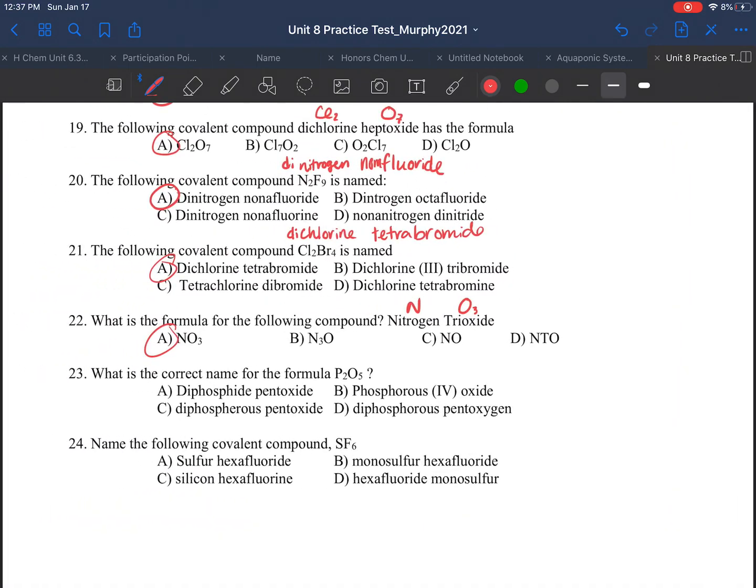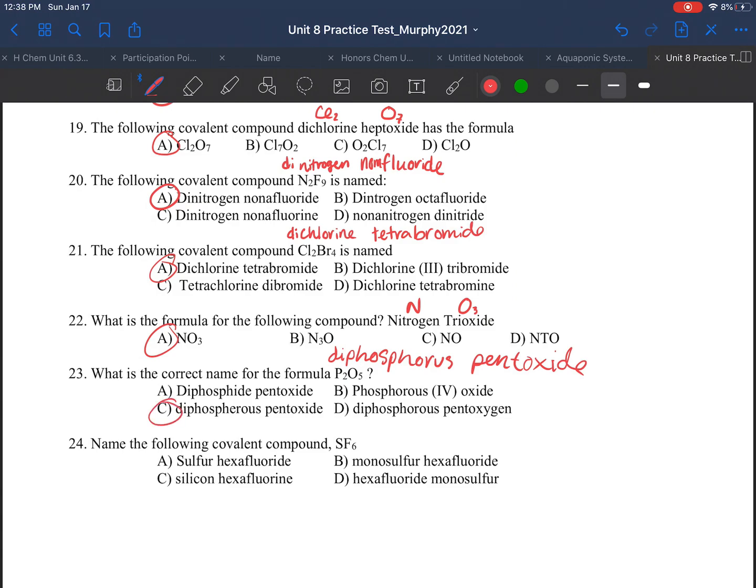What is the correct name for the formula P2O5? So we're looking at diphosphorus, and then the prefix for 5 is penta, but since it starts with an O, it's going to be pentoxide. So don't forget the IDE like I have before, and that gives us C, which is spelled wrong. Oh my goodness, this needs some editing.